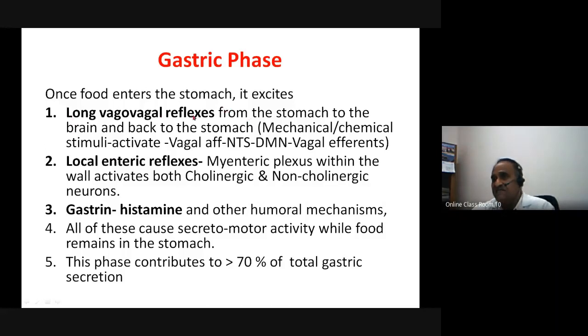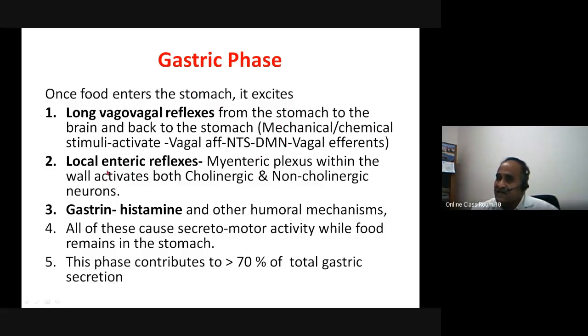In these vagovagal reflexes, a distension or a mechanical or chemical component in the stomach activates the vagal afferents of the stomach, and these carry impulses to the nucleus tractus solitarius in the medulla. This nucleus activates the dorsal motor nucleus, which then provides the vagal efferents. So this is a vagal reflex. Whatever is generated from the stomach, either mechanical, in the sense of stretch and the presence of food, or the chemical nature of the food, activates these vagal reflexes. This is the first component.